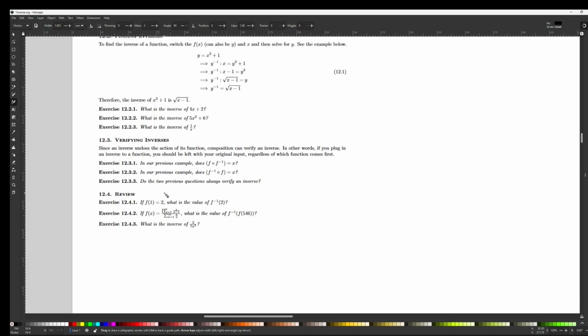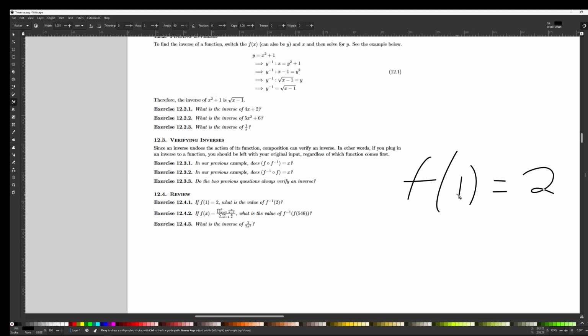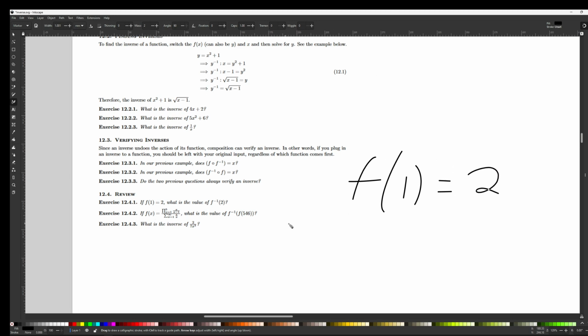And now for the final review. If f of 1 equals 2, what is the value of f inverse of 2? Okay. F of 1 equals 2. And remember what an inverse does. An inverse undoes the actions. So that would mean that x and y are switched. Okay. So f inverse of 2, undoing that, we would just get 1 again. That's the answer.